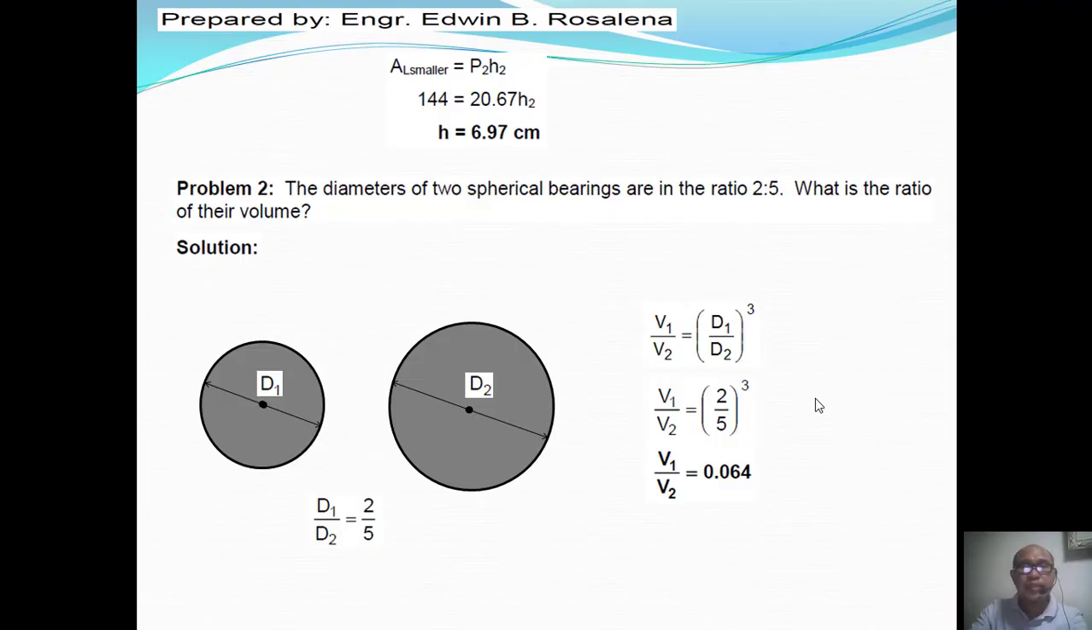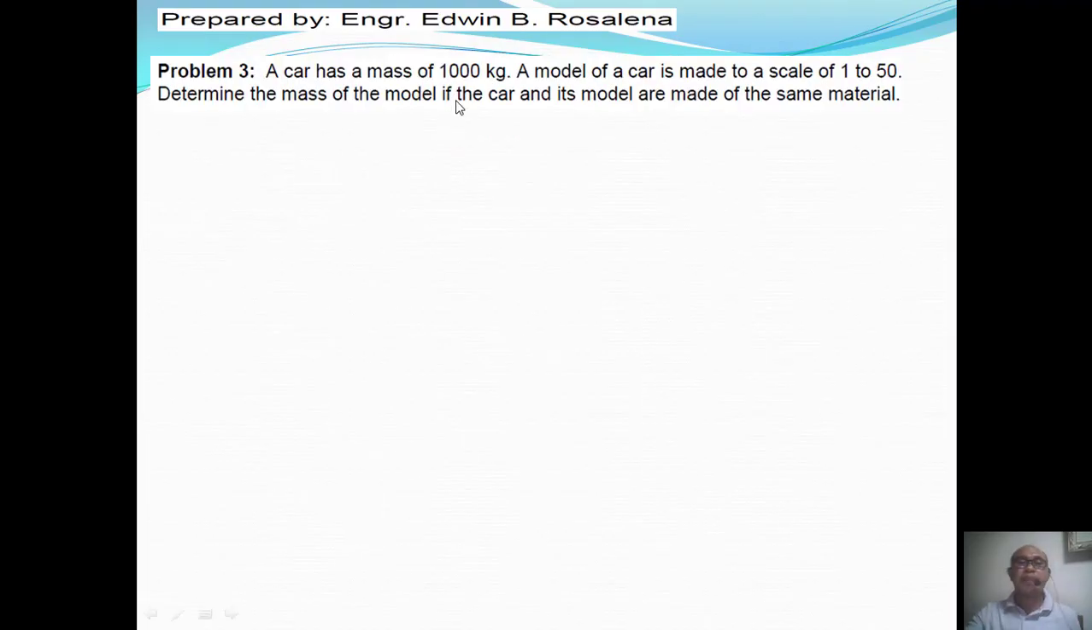We have here a car that has a mass of 1,000 kilograms. A model of the car is made to scale 1:50. Determine the mass of the model if the car and its model are made of the same material. So the actual car has a mass of 1,000 kilograms, and a model of the car is made to scale 1:50.